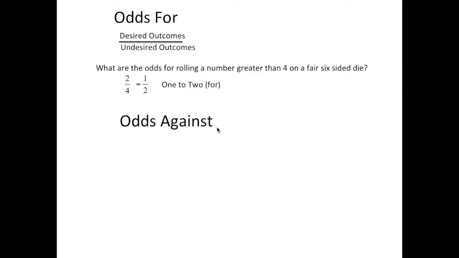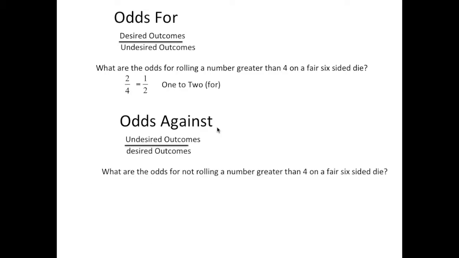The odds against is just the opposite. It's the undesired outcomes out of the desired outcomes. Same example, it would be 4 to 2. What are the odds of not rolling a number greater than 4 on a fair six-sided die? 4 to 2 against. 4 to 2 reduces to 2 to 1. So we'd read this as 2 to 1 against.